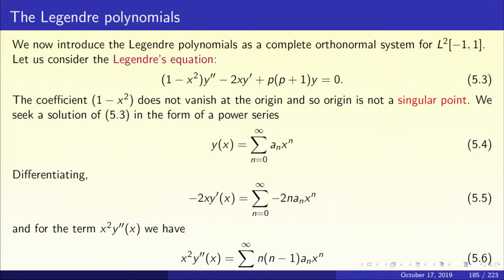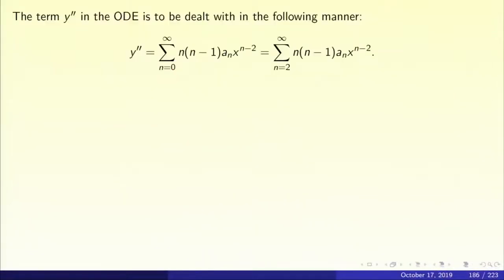In the differential equation you have a x squared y double prime with a negative sign, of course. So let us do an x squared y double prime, differentiate 5.4 twice with respect to x. You're going to get n into (n minus 1) a n x to the power n minus 2. But after multiplying by x squared, you're going to get x to the power n again. So x squared y double prime equals summation n into (n minus 1) a n x to the power n, n from 0 to infinity. Slide display 5.6.